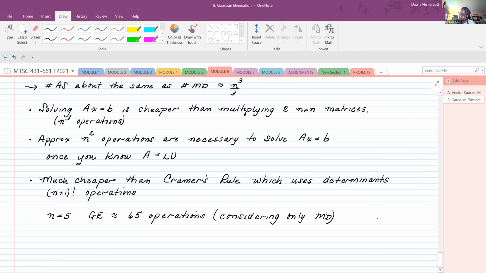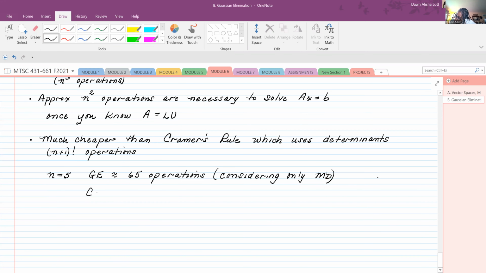Whereas Cramer's rule, I don't know if you guys remember Cramer's rule, I love Cramer's rule, is approximately 720 operations. Now, why do we care about that? Well, let me explain one thing. As a researcher, my graduate students' code would take 3 days to run. So we wanted to make sure we had the most streamlined, efficient code so that we wouldn't have to deal with that.